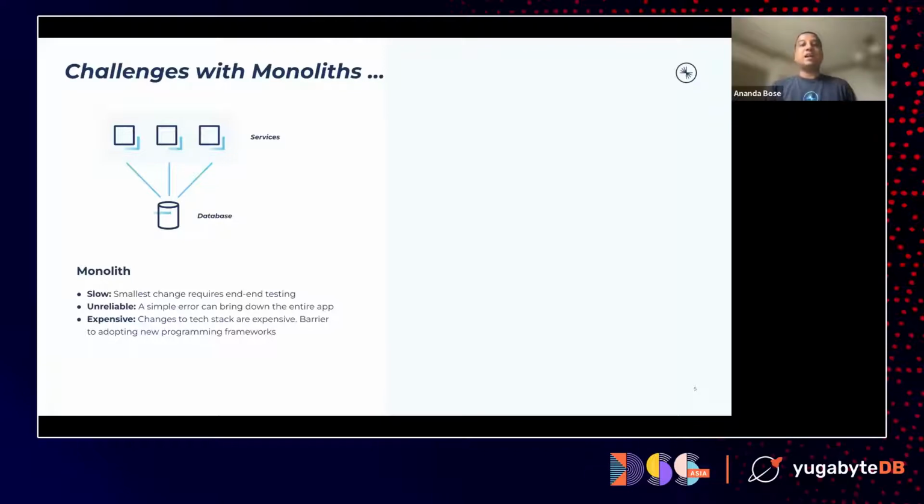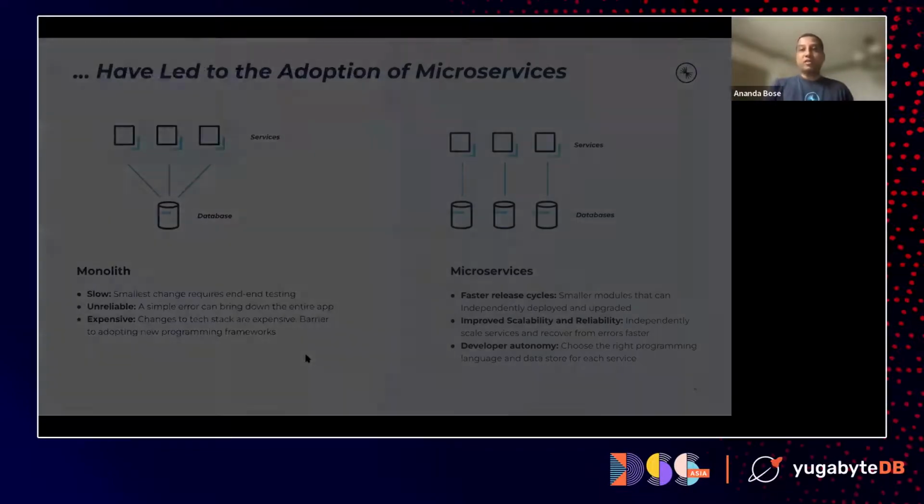So what happens is that even if you request a small change, the impact analysis itself is going to be huge. Because of that, the testing time becomes large and your time to market extends significantly. So because of this model that we have actually used in the past, a simple error can bring down the entire app, right? And since there's so much risk as well as skills availability, the entire tech stack is super expensive. And thus it is a huge barrier to get new programming frameworks, right?